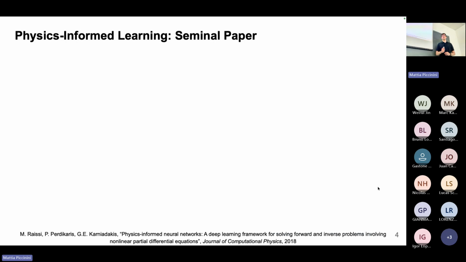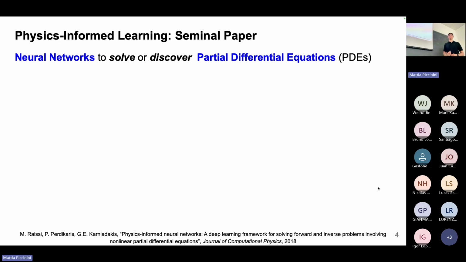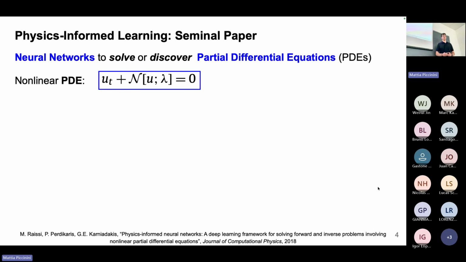So here I would like to start from probably one of the most well-known papers in the field of physics-informed machine learning, which is this one you find here by Raissi, 2018, Physics-Informed Neural Networks: a deep learning framework for solving forward and inverse problems involving nonlinear partial differential equations. This is a very well-known paper, super cited, like thousands of citations. And that's indeed a seminal paper, because what they did was basically proposing neural networks to solve or to discover new partial differential equations to solve specific problems, of course.